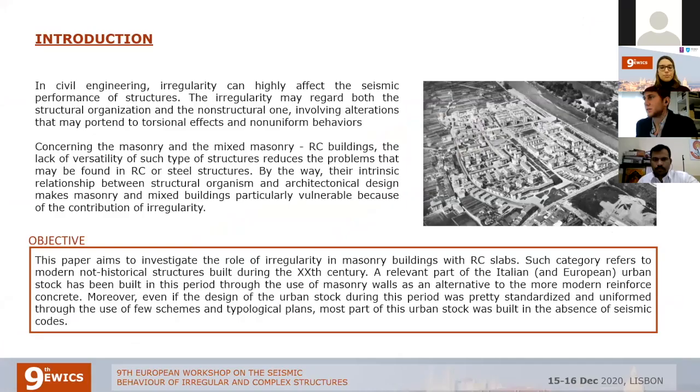Yes. So, the problem is the one explained in the title. The objective of this paper is to investigate the role of irregularity in masonry buildings with reinforced concrete slabs. This category of buildings is referred to as modern, not historical structures, especially built during the last century. A relevant part, especially of the residential stock of the Italian and European context, has been realized through this type of structure. Probably because of the lack of versatility of these kinds of buildings, irregularity is not as pointed out as in the case of a mix of reinforced concrete or steel structures. But as we already saw this morning, there are some irregularities that have to be considered.